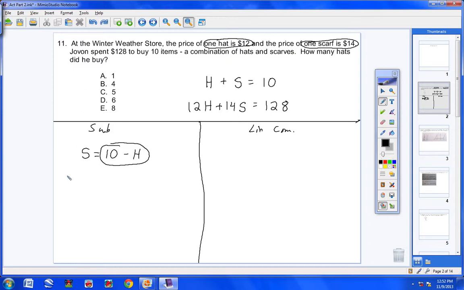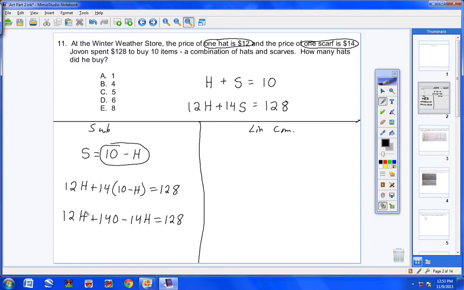So if I did that, I would then have 12H plus 14 and then parentheses, because what's beside the 14? An S, and I would then substitute 10 minus H equals 128 and then solve this quickly. Take your 14 and distribute it through the parentheses. 14 times 10 is 140. 14 times negative H is negative 14H equals 128. Next, I would combine my 2 H's.